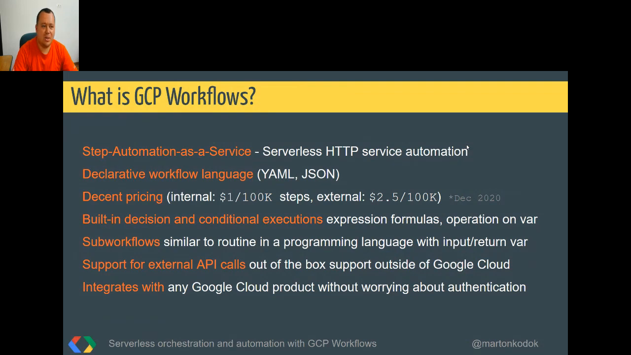It's a step automation as a service, and it has a declarative language, either YAML or JSON. YAML is the favorite one. It's extremely useful. You are already familiar with YAML syntax. I consider it a language where you don't need to update libraries, you don't need to update SDKs in order to get it running as well. As it's a managed service, it has a decent price. That's $1 for 100,000 steps, and for external steps, if you are reaching out over the internet, it's $2.50. It has built-in conditional execution, sub-workflows.